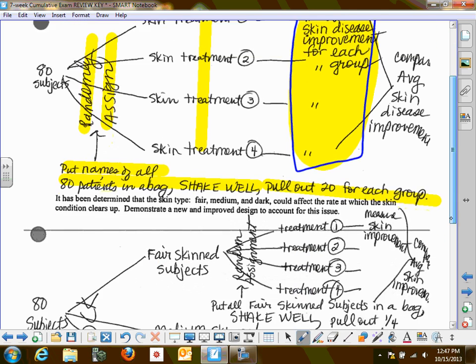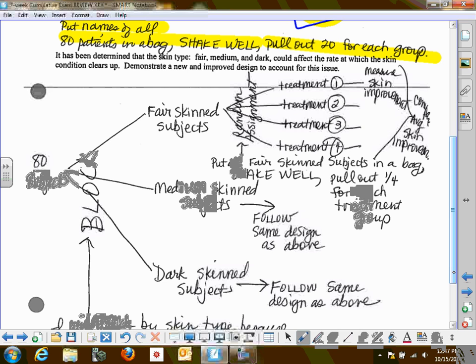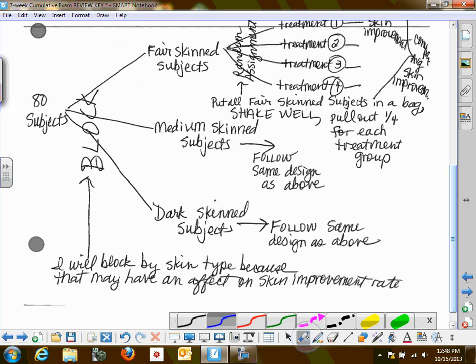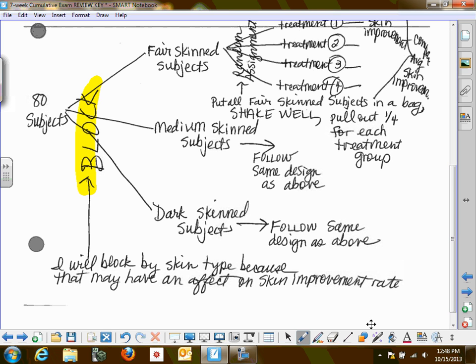Now, here, it was determined that the skin type, maybe the melanin in the skin, has an effect on the rate at which the skin condition clears up. So therefore, you wanted to control that situation. The first thing you're going to do is block. Do not randomly assign first. Block first. Control first. And tell me how and why you control.